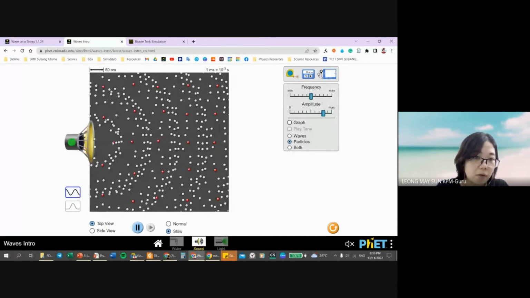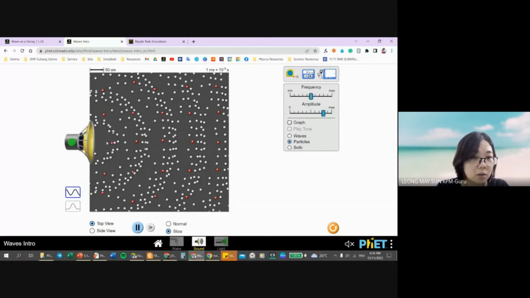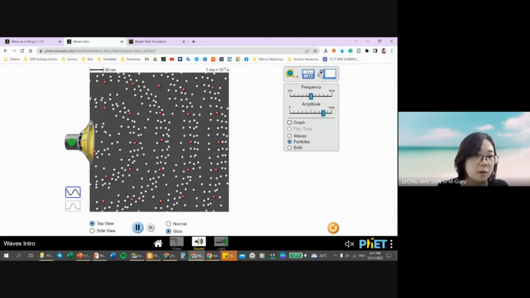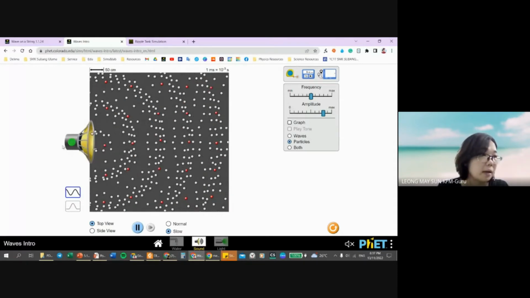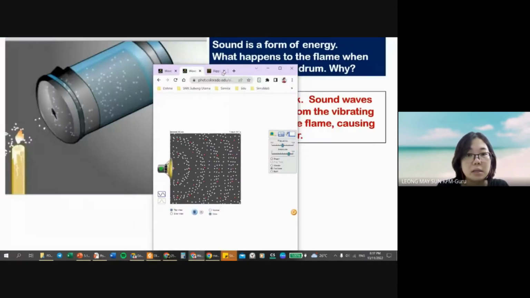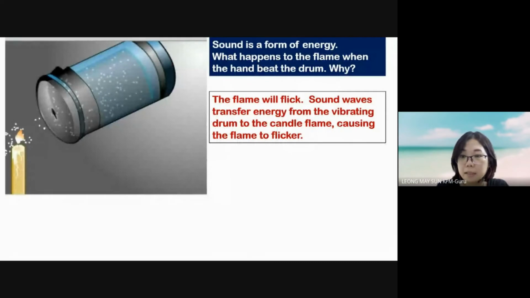So when it's passing through all these air particles, the energy actually moves further away. But look at all the red color particles, it goes further away and it comes back in. It goes further away and it comes back in. So this is what this statement is trying to say. Sound wave transfers energy from the vibrating drum to the candle flame, causing the flame to flicker.